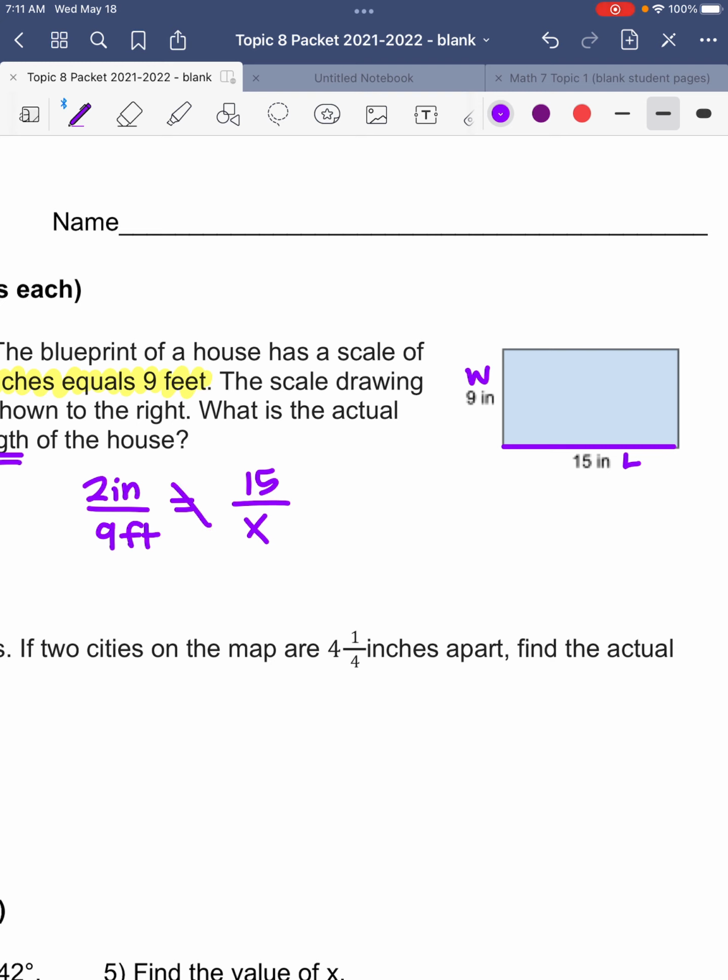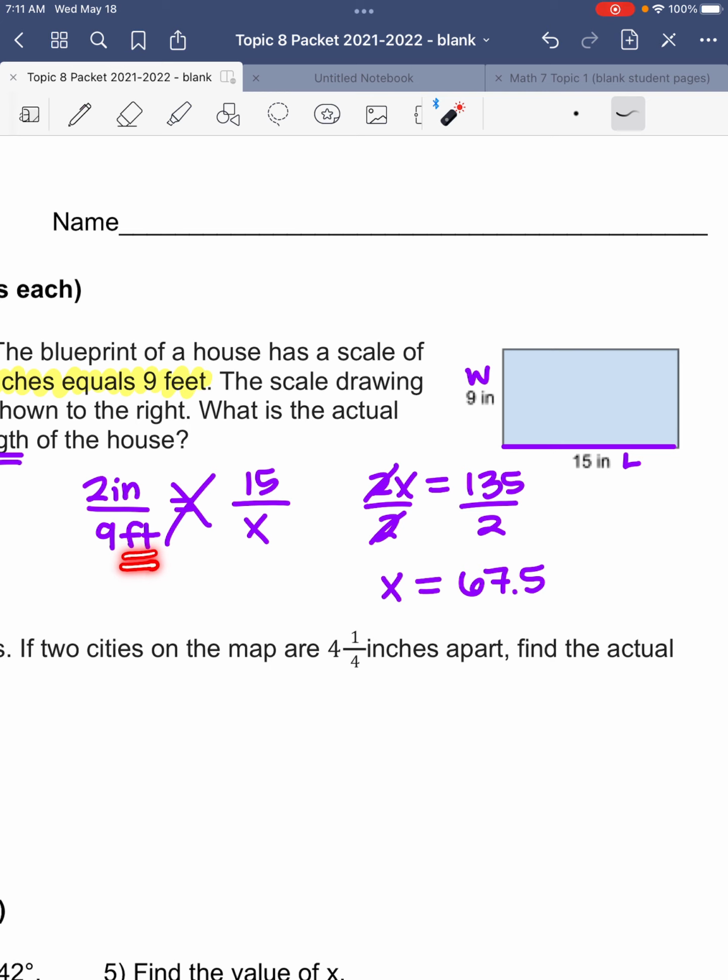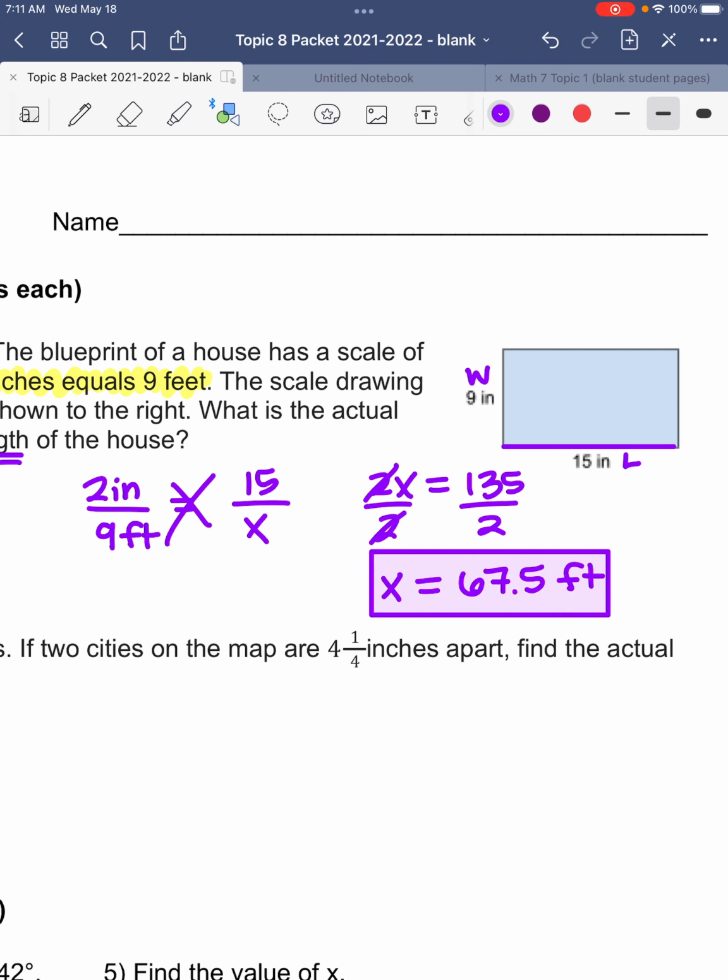So we have 2 times x, which is 2x, equals 15 times 9, and 15 times 9 is 135. Now to get that x by itself, I'm just going to divide by 2, and I'll do that on both sides. My 2's cancel out. X is by itself. 135 divided by 2 is 67.5. 67.5 what? Well, because my unit feet was on the bottom, I know it has to be feet. So the actual length of the house is 67.5 feet.